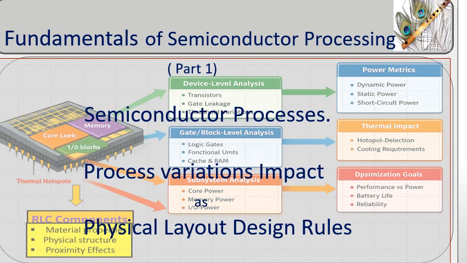In this presentation, we will review the influence of unavoidable semiconductor process variations on physical layout design. We will also review how these process variations are translated into physical layout design rules. These design rules help ensure that the fabricated devices achieve the intended electrical characteristics and performance. Ultimately, adherence to these rules contributes to improved manufacturing yield and reliable semiconductor production. So let's get started.